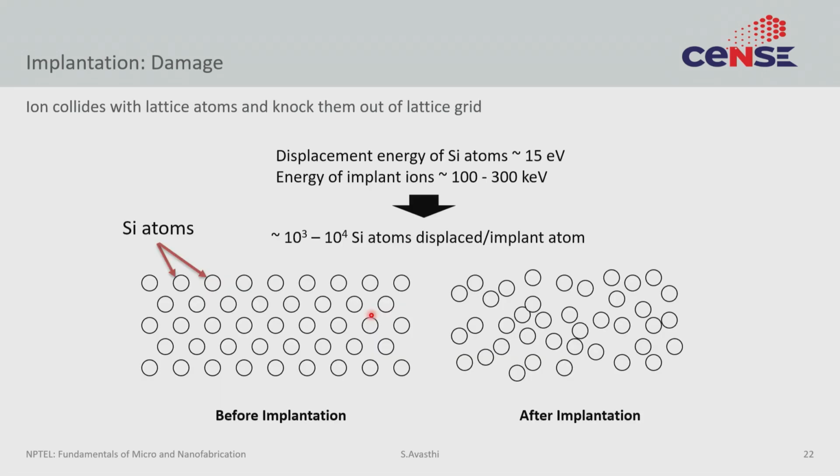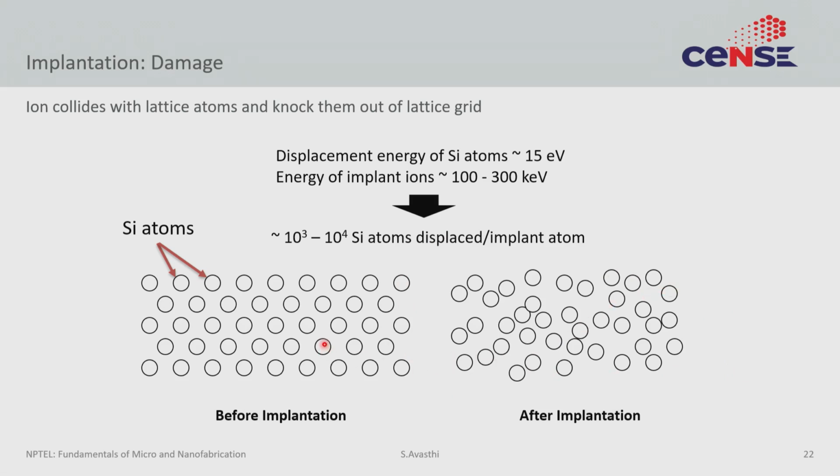So, what does the silicon surface look like? Supposing you start with a very nice looking silicon lattice and you shoot it with ions at say 100 keV of energy. So, after a certain point when you finish your implantation, you would not have a good looking lattice, you would actually have a very damaged looking lattice where a lot of these silicon atoms have been moved.